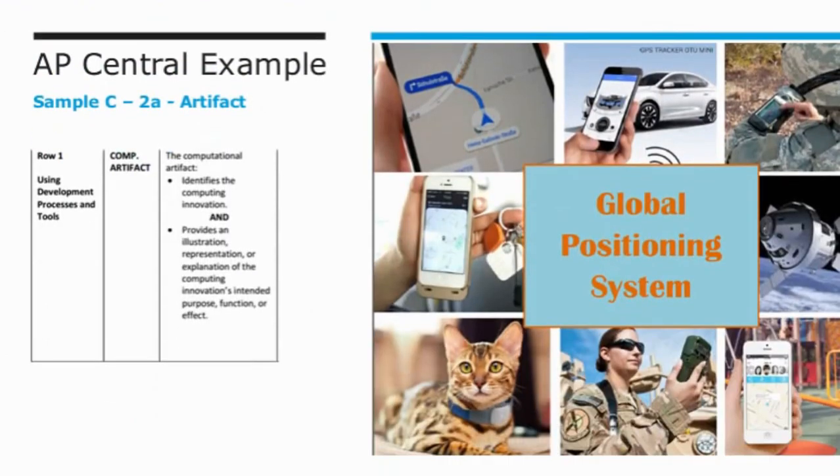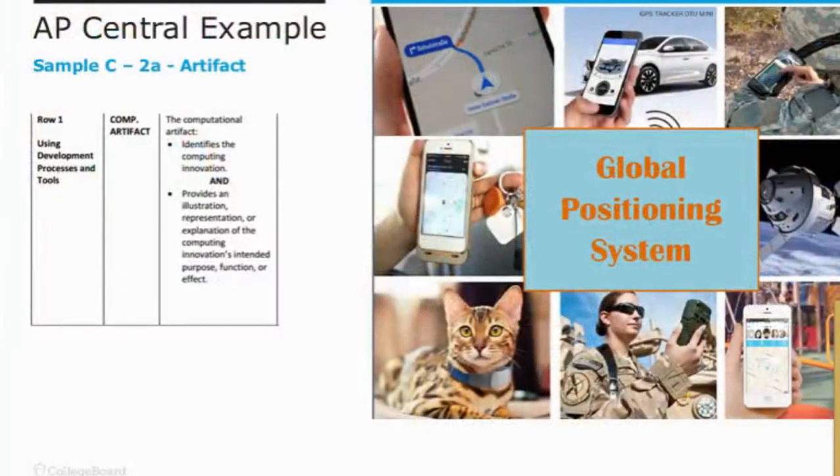Okay, so let's look at some examples quickly, and then we'll get to questions. This is an artifact that I felt like clearly showed, if I didn't know what GPS was, I would understand the purpose of a GPS. And it's got the name of it right on there.